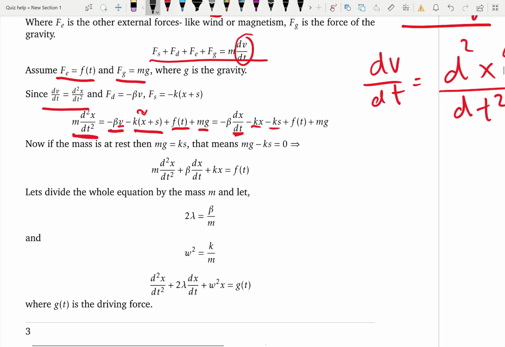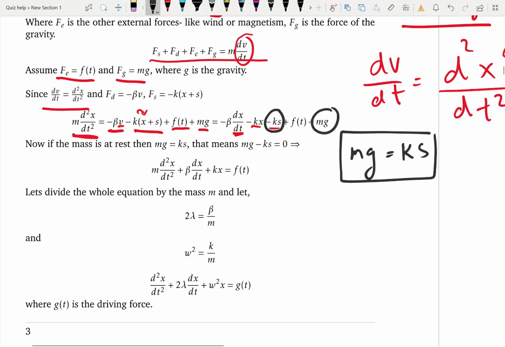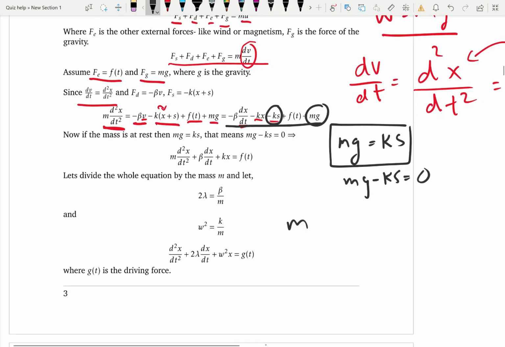Now when the mass is at rest, the weight is the same as the force from Hooke's law. So mg minus ks turns out to be 0, right? mg is equal to ks means mg minus ks is 0. So the right hand side simplifies to, this is the left hand side, m times the second derivative of x equals minus beta dx over dt, minus kx, with ks and mg gone, plus f of t, f a function of time.